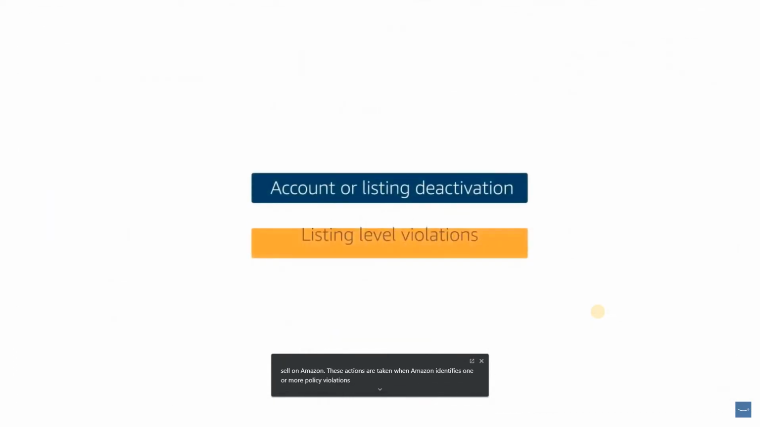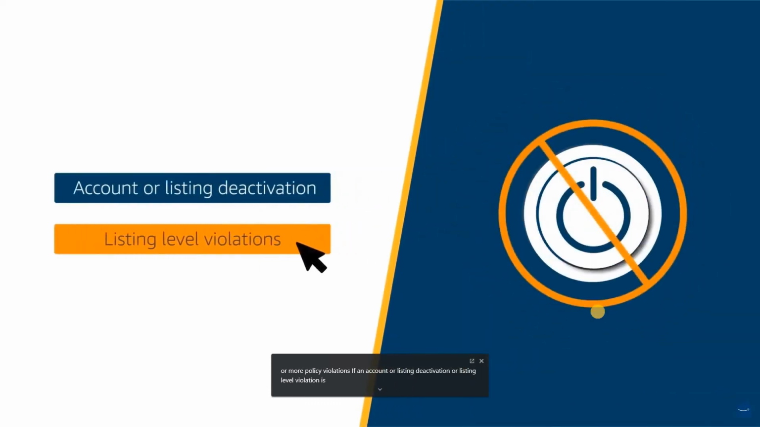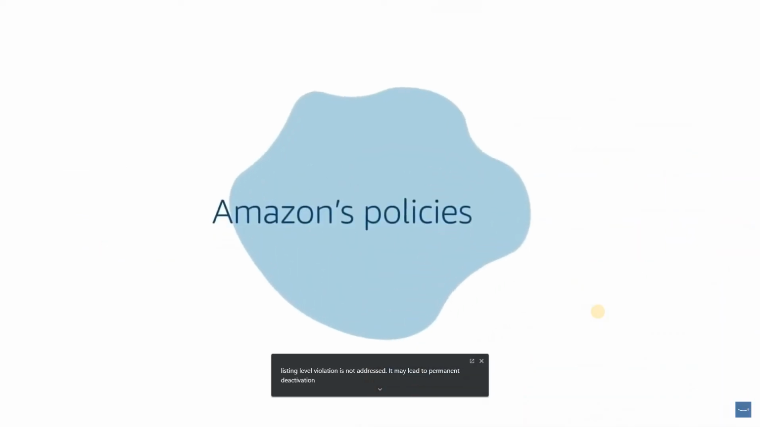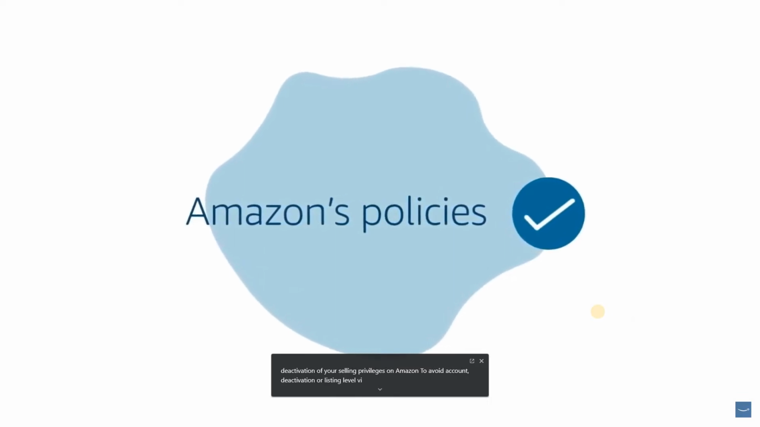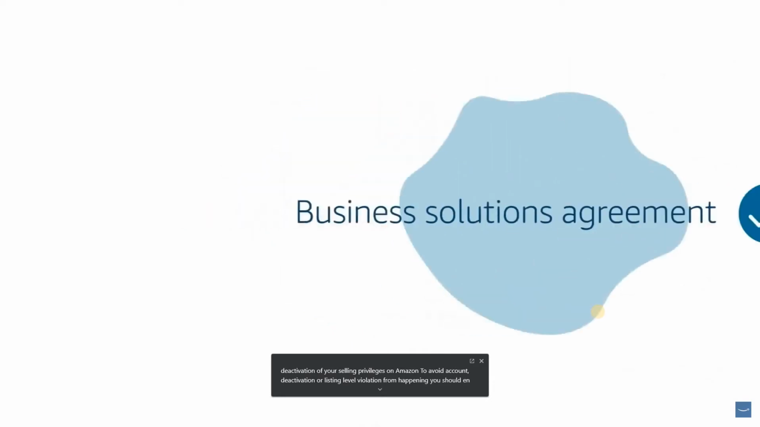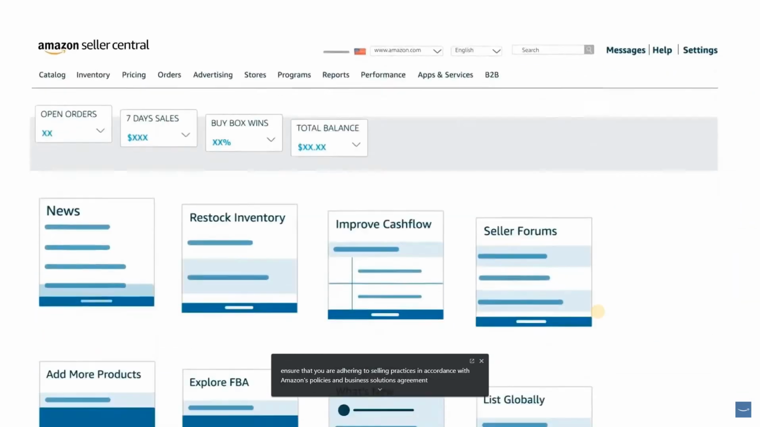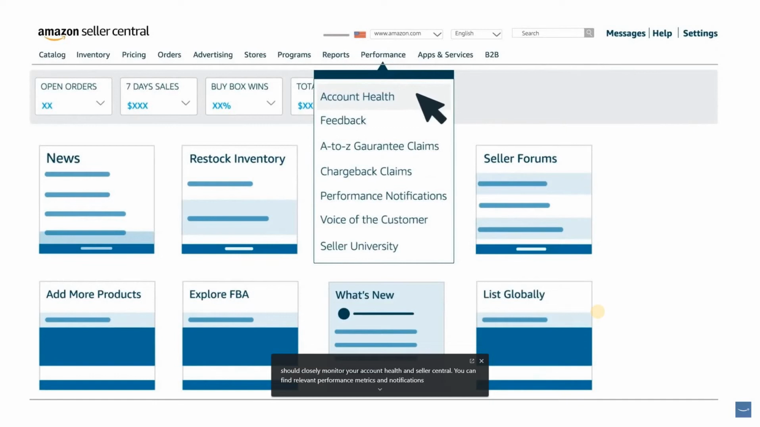If an account or listing deactivation or listing level violation is not addressed, it may lead to permanent deactivation of your selling privileges on Amazon. To avoid account deactivation or listing level violation from happening, you should ensure that you are adhering to selling practices in accordance with Amazon's policies and business solutions agreement. In addition, you should closely monitor your account health in Seller Central. You can find relevant performance metrics and notifications for account deactivations and listing level violations under the Performance tab in Seller Central in the Account Health section.